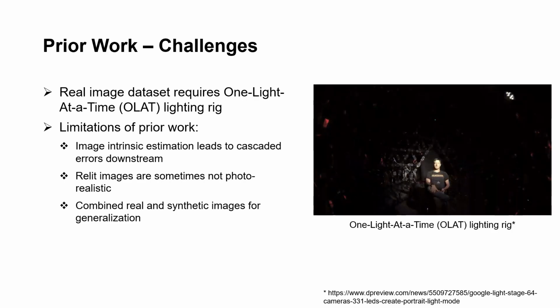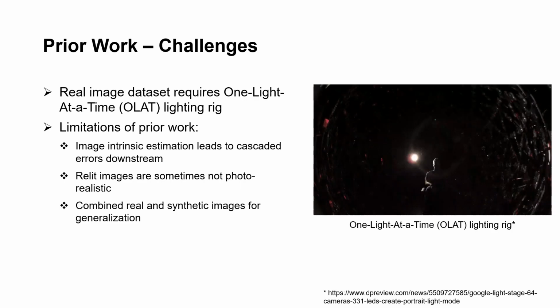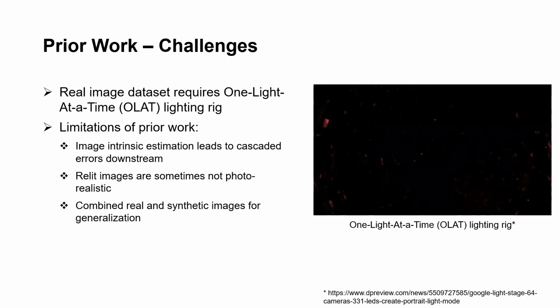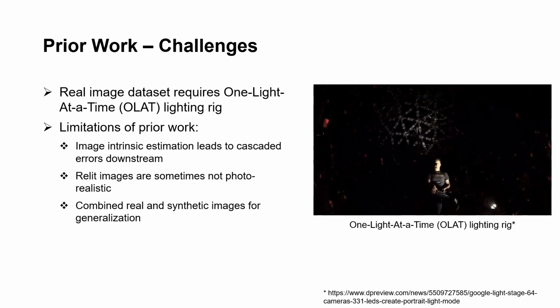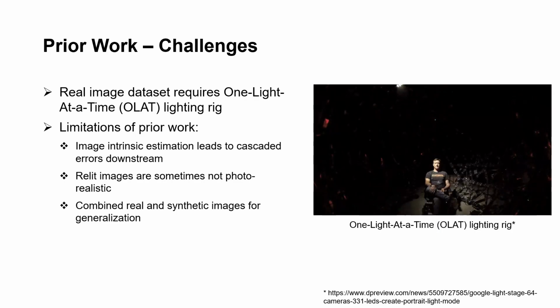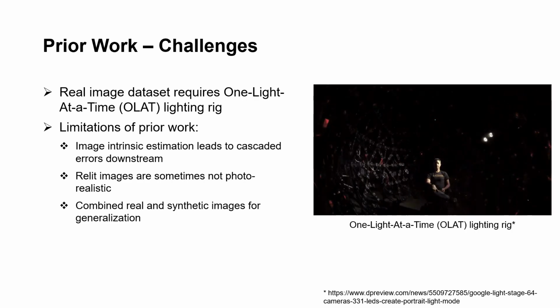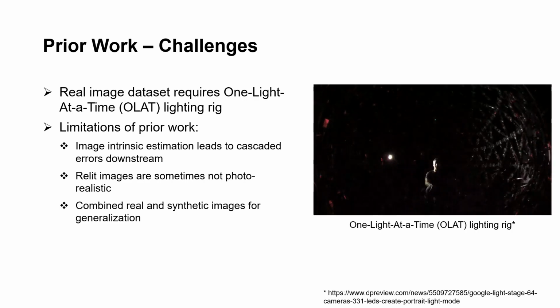Estimating intrinsics can lead to cascaded errors downstream. Most methods are trained on synthetic images, but to achieve generalization, they add pseudo-real ground truth images. So while they achieve generalization, the rendered images are not always accurate and photorealistic.